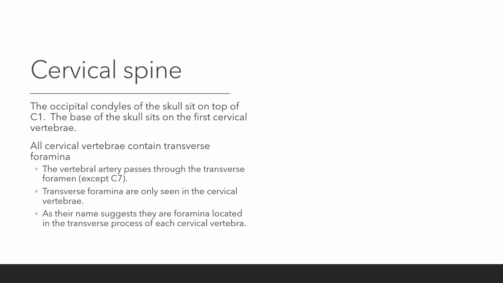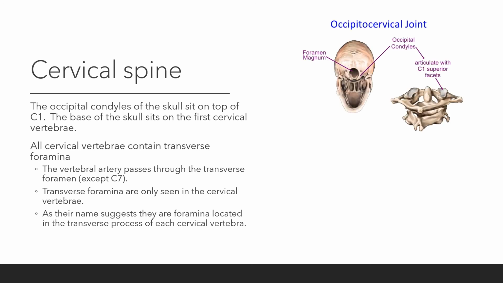Let's look at the cervical spine some more still. The occipital condyles of the skull sit on C1. So what I'm trying to say is that the base of the skull sits on the first cervical vertebra. This is how your head attaches to your neck. That's what I'm trying to say.